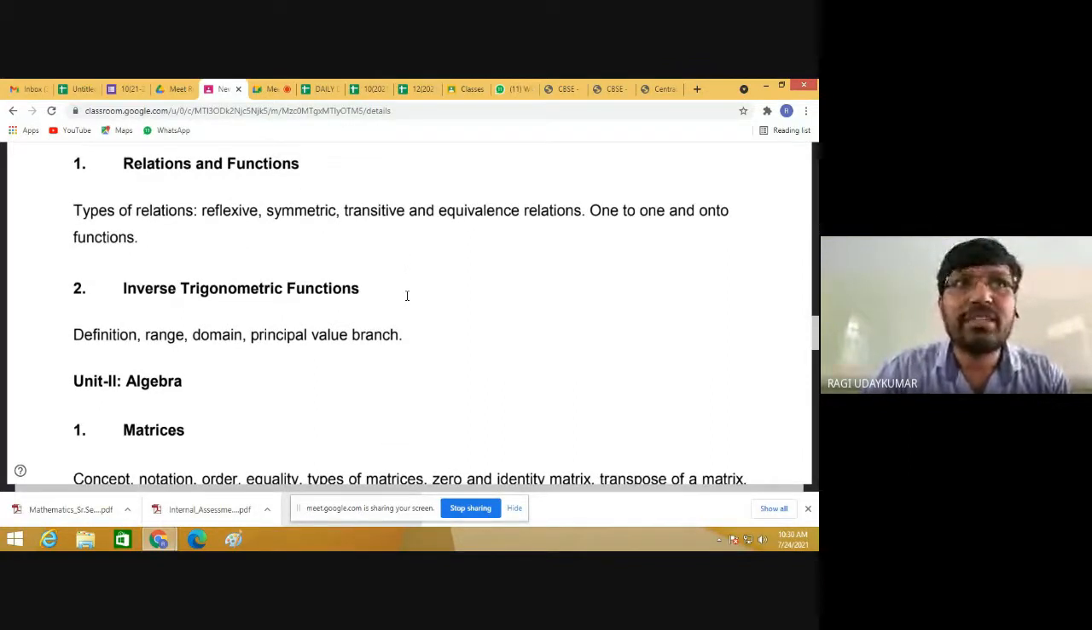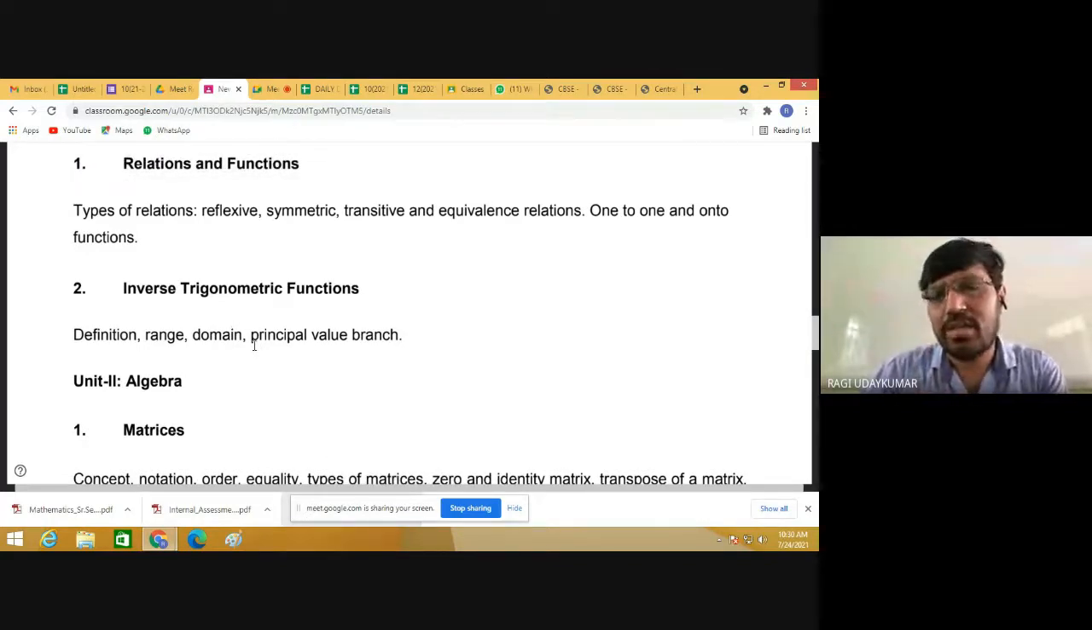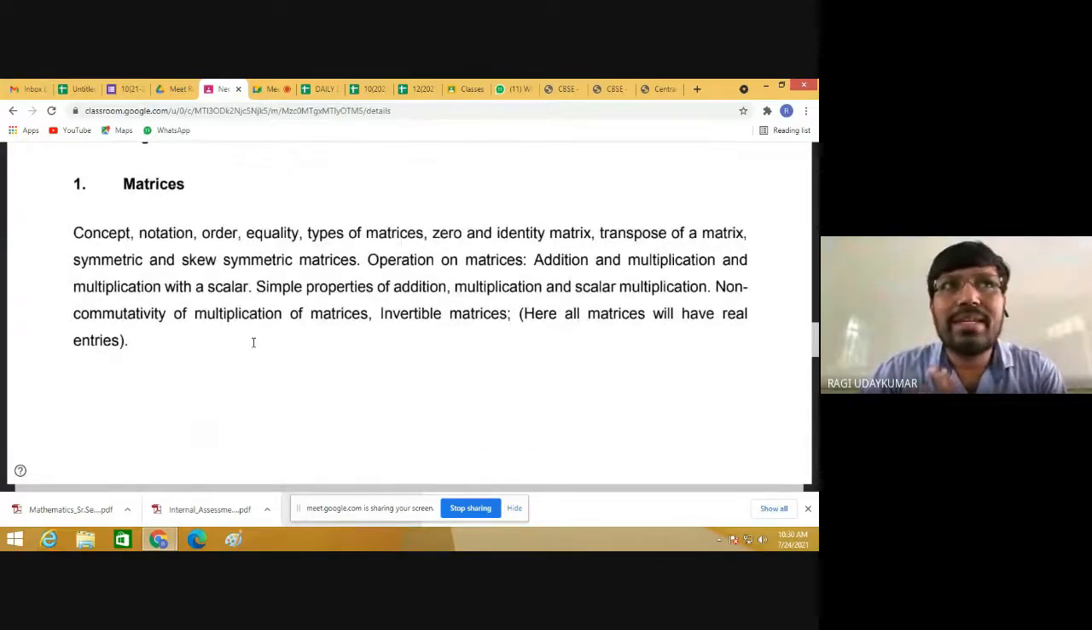In inverse trigonometric functions, only the definition, domain, range, and principal value branch are given. Under matrices: concept, notation, order, equality, types of matrices, zero and identity matrix, transpose of a matrix, symmetric and skew-symmetric matrices, operations on matrices, addition and multiplication with a scalar, simple properties of addition and multiplication, and non-commutativity of multiplication of matrices. That means AB is not equal to BA, which we have already discussed. And invertible matrices. Here all matrices have real entries only.